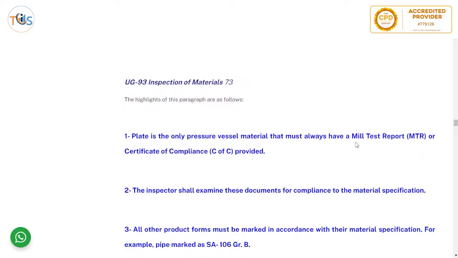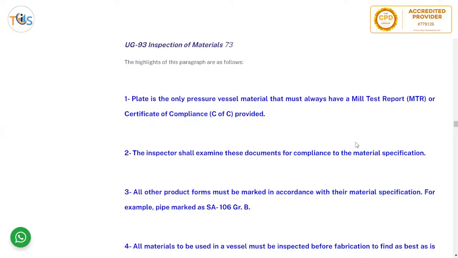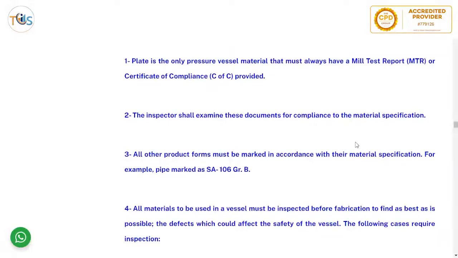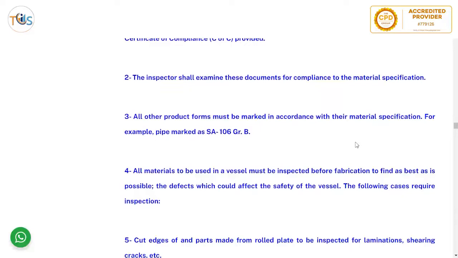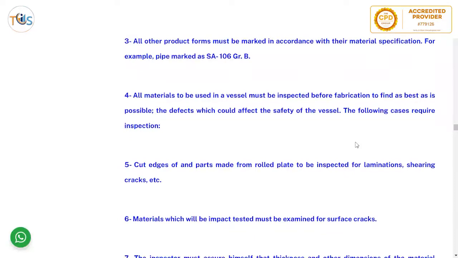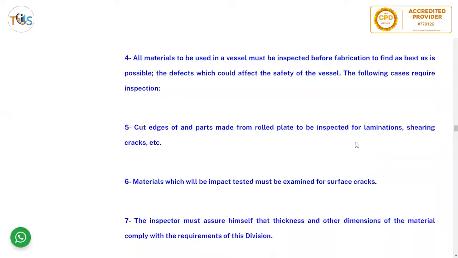The highlights of the paragraph are as follows for inspection of materials. 1. Plate is the only pressure vessel material that must always have a mill test report or certificate of compliance provided. The inspector shall examine these documents for compliance to the material specification, normally ASME Section 2. All other product forms must be marked in accordance with their material specification, for example, pipe marked as SA 106 grade B. All materials to be used in a vessel must be inspected before fabrication to find, as best as is possible, the defects which could affect the safety of the vessel.